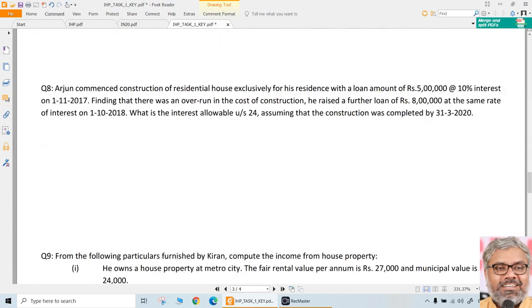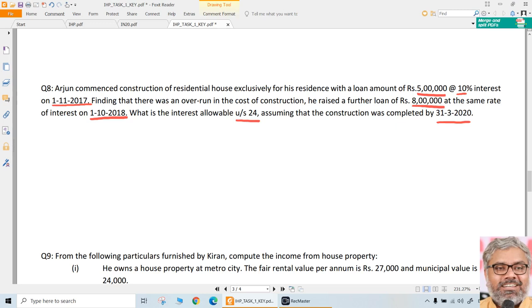Whoever you may be. Then there is one more question, question number 8. Arjun commenced construction of residential house exclusively for his residence, a loan amount of 5 lakhs, 10% interest on 1/11/2017. Finding that there was an overrun in the cost of construction, he raised a further loan of 8 lakhs at the same rate of interest on 1/10/2018. What is the interest allowable under section 24, assuming the construction completed by 31st March 2020?